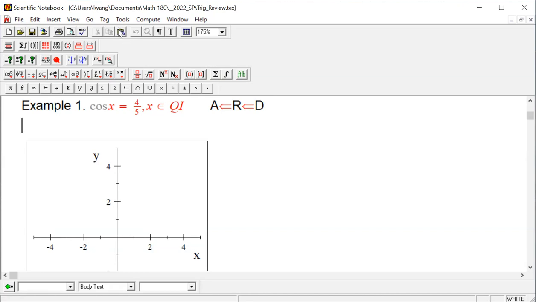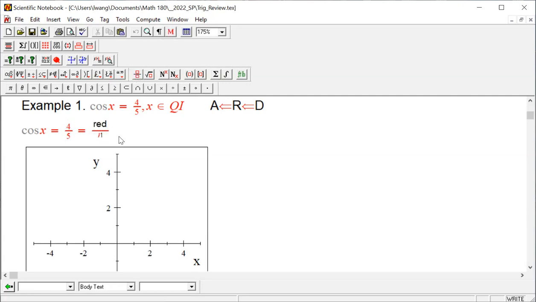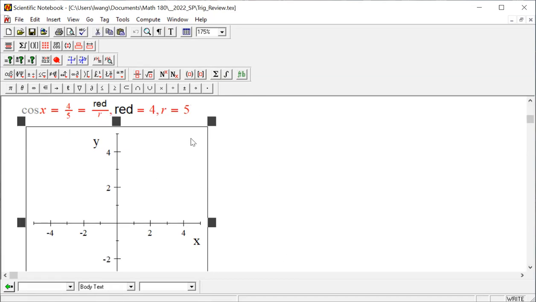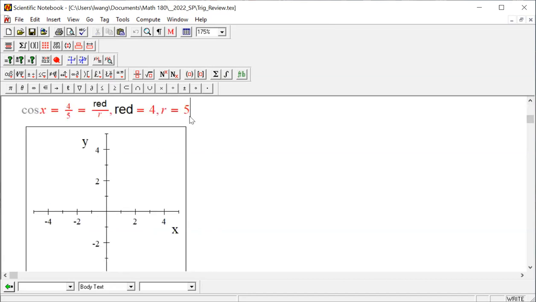From this information, knowing the definition of cosine, that's going to be the red divided by r, right? So now we know that the red equals 4 and r equals 5. Luckily we actually recognize this triangle. It's a 3, 4, 5 triangle, and it terminates in the first quadrant. We know the blue already because this is a familiar triangle. So blue is going to be 3.